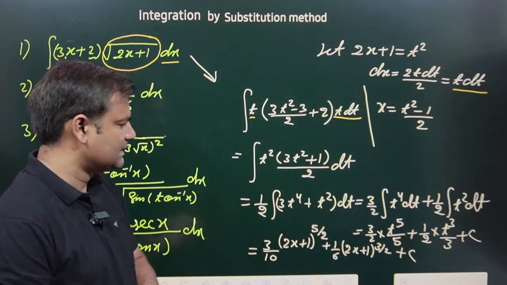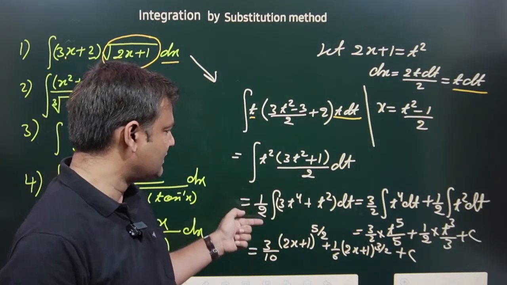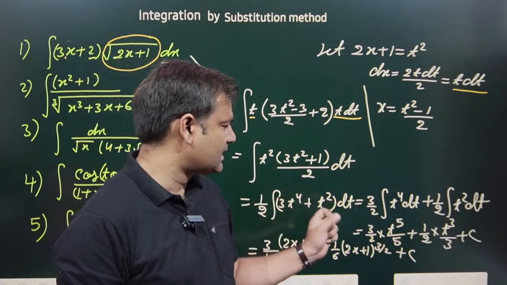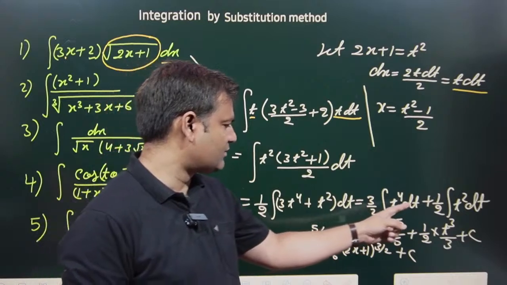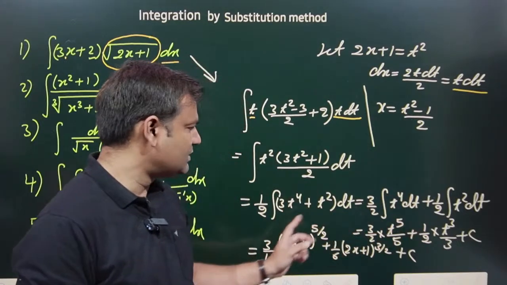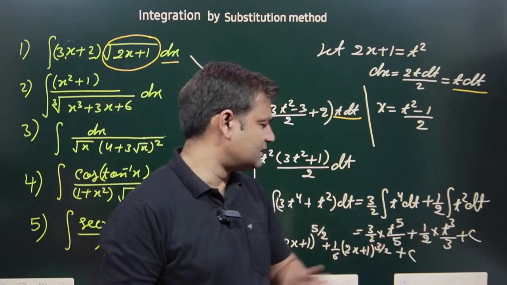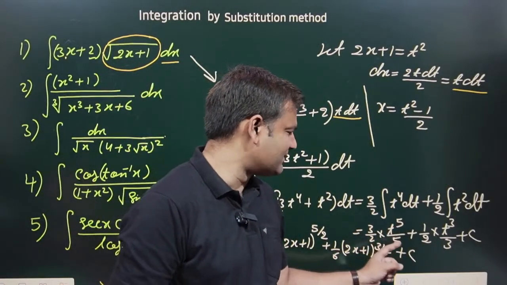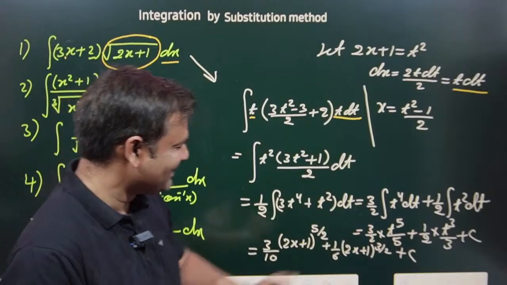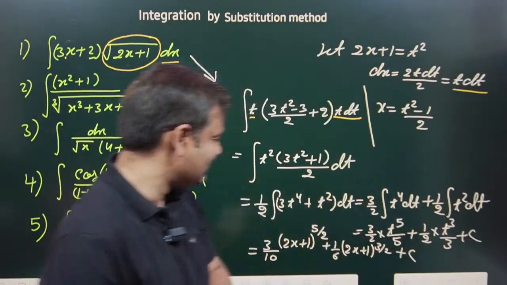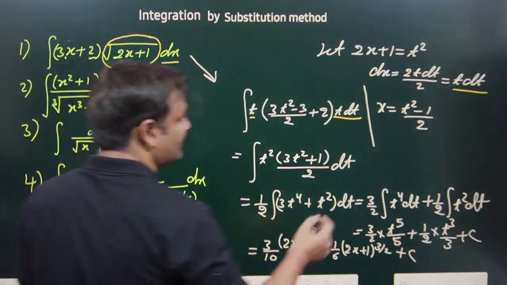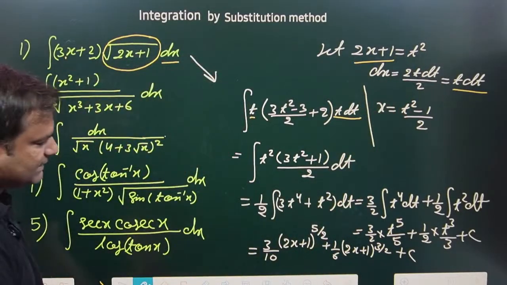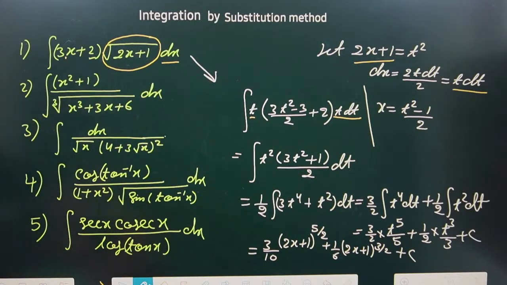After that 1 by 2 is common, so 1 by 2 is written here. Now 3 into t to power 4 plus t square dt, and that is 3 by 2 into t to power 4 dt plus 1 by 2 into integration of t square dt. So integration of that is t to power 5 divided by 5, plus the other term written like that. After that t is replaced by 2x plus 1 to the whole power 1 by 2. The answer is like that.